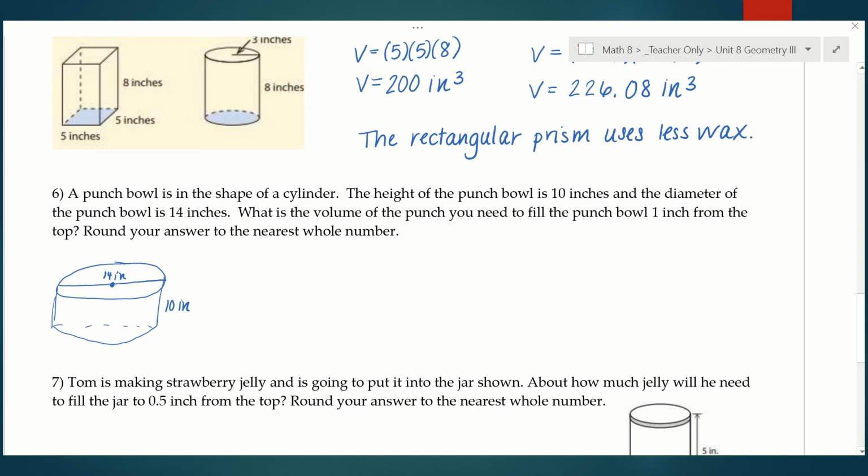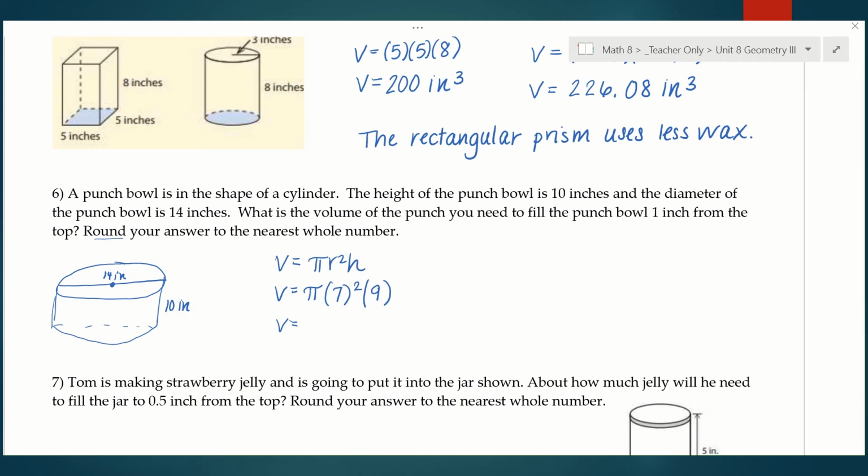So basically what that means is that our height is really not 10, because 10 would be filling it to the top. So when we're using our formula, we're going to be substituting in 9 for the height for that reason. Okay, so pi r squared h. They're telling me to round, which means we're using our pi key. So in your substitution step, we're leaving pi alone. We know the diameter of the punch bowl is 14 inches, so the radius would be half of that, so times 7 squared. And then we said we're going to use 9 for our height because we're not filling it to the top. We're filling it 1 inch from the top.